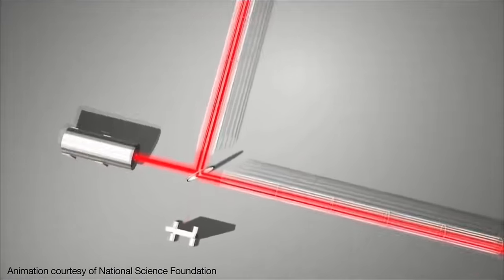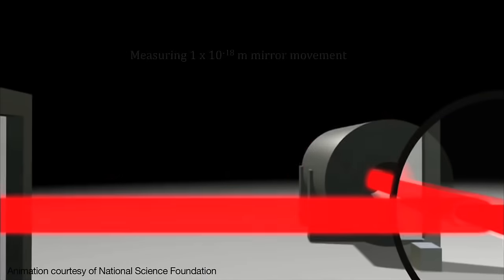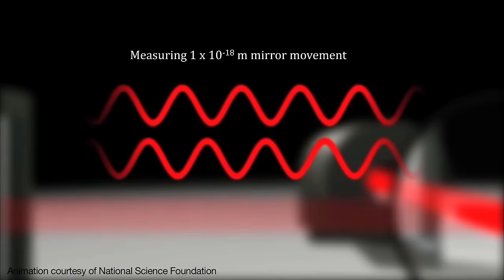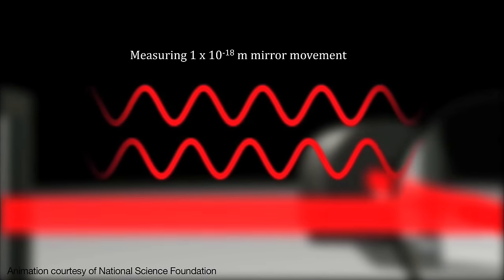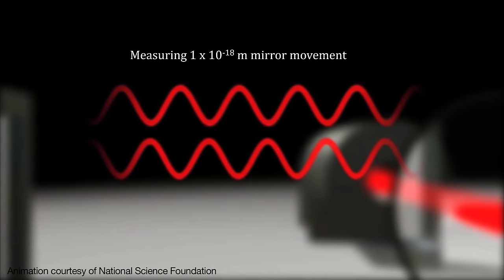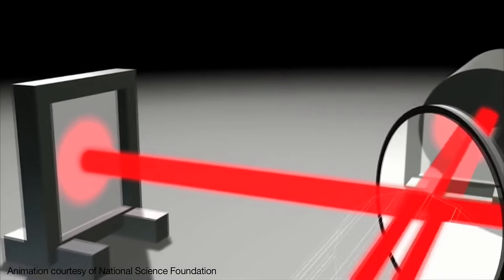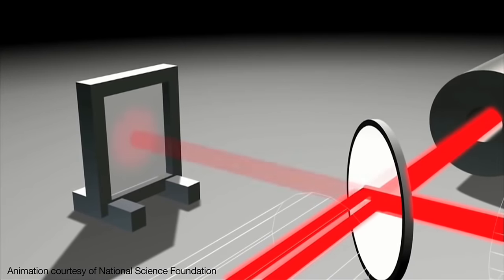Given LIGO's extra 280 passes through the tube, a gravitational wave strain amplitude of 10 to the minus 21 would displace the mirrors by 10 to the minus 18 meters. That's 1/1,000th the diameter of a proton.